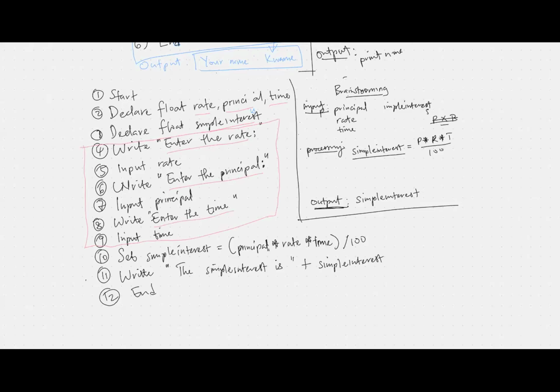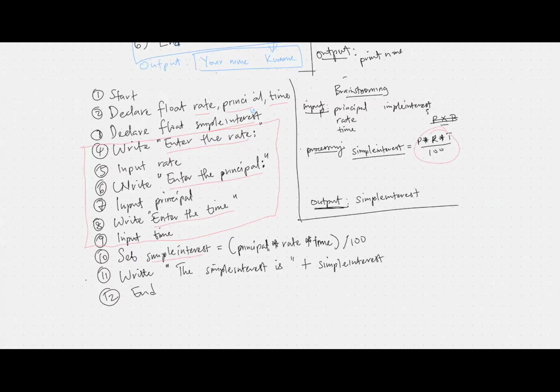Okay. Then you do the simple interest is equal to principal times time times rate divided by 100. I told you that in programming, we write in a straight line. You cannot do this in programming. It's not possible to do this in programming. So you write in a straight line.